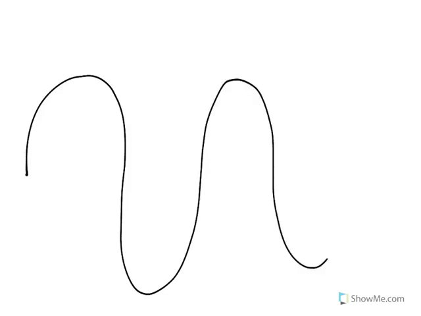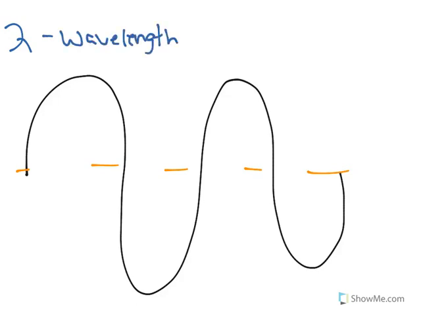Then let me redraw the wave again. So we have another wave. And there's three more things we need to talk about. And the first of those things is how to figure out the wavelength. First of all, the wavelength is given by the Greek letter lambda. This is the wavelength. It is generally measured in meters.